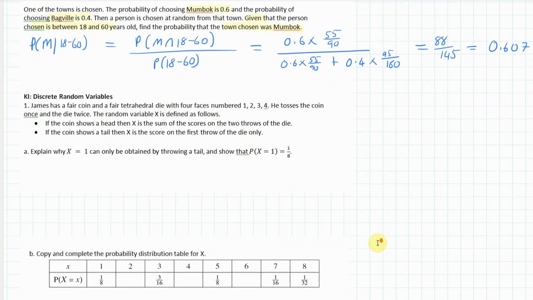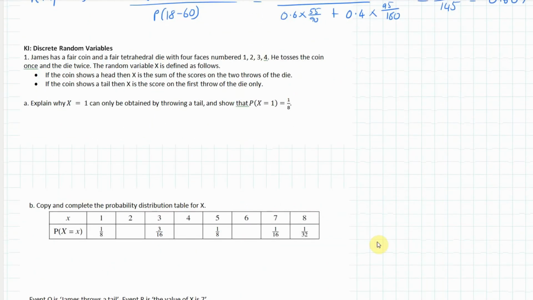Okay, the discrete random variables question for the week. James, good old James, he's got a fair coin and a tetrahedral die numbered 1, 2, 3, 4. He tosses the coin once and the die twice, and the random variable is defined. If the coin shows a head, then X is the sum of the scores. If the coin shows a tail, then X is the score on the first throw. Explain why X equals 1 can only be obtained by throwing a tail, and that its probability is 1/8.